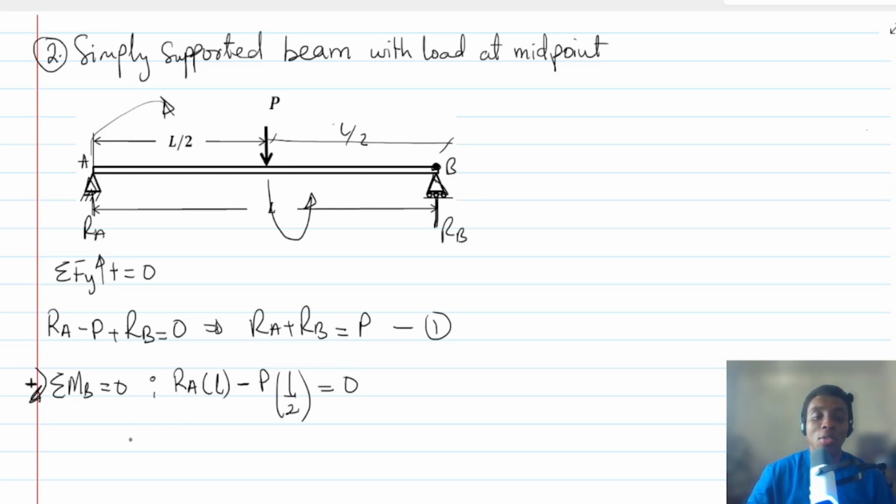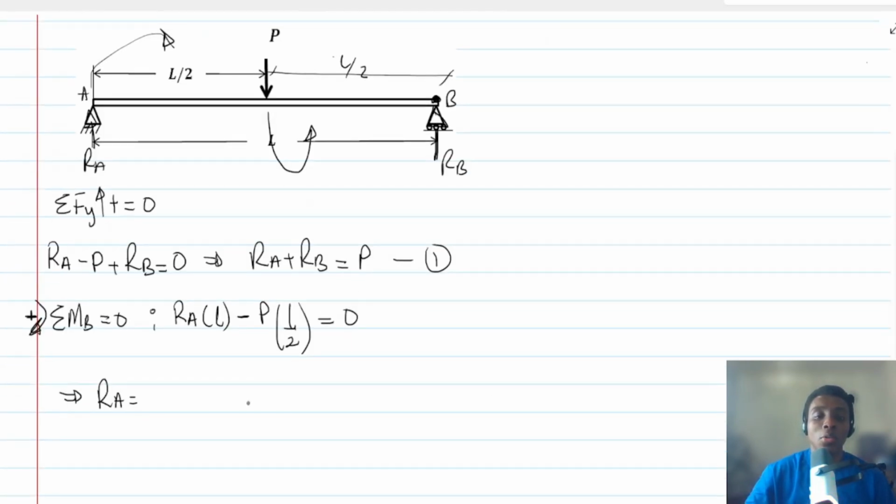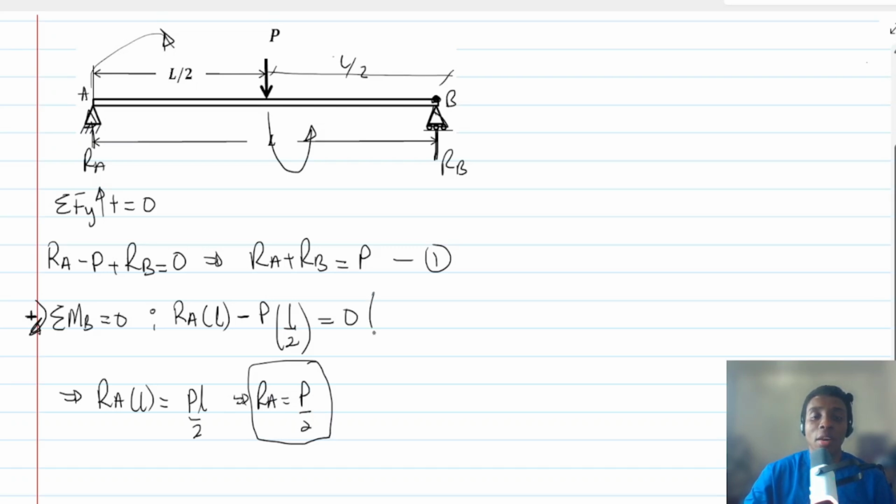Okay, so let's solve for RA. Solving for RA will be what? We can say that okay, so let me do it this way. RA will be PL over 2, but L is at both sides, so if I divide through by L, RA will be what? P over 2. That's all. Okay, and then if I want RB, RB will be what? Going back to equation 1, RB will be P minus RA, which is the same as what? P minus P over 2. So it's going to be also P over 2.